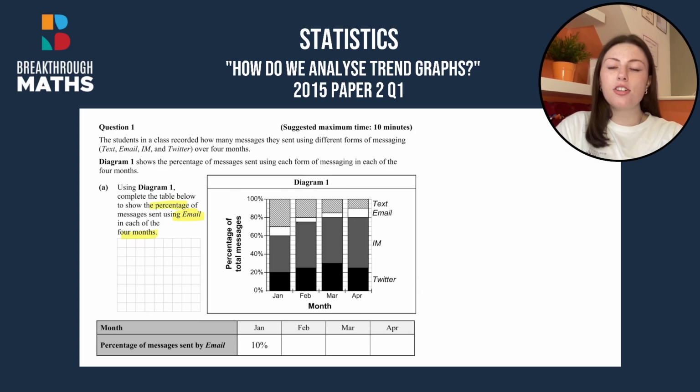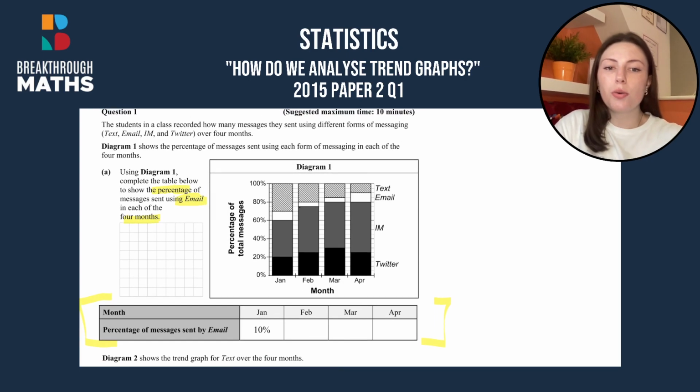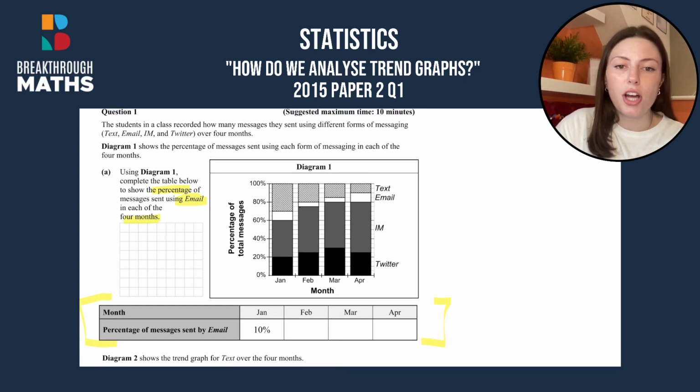So the percentage of messages sent using email in the 4 months, and this is the table here that we have to use. So if we look at email, each type of messaging is beside the different part of the graph. So for example, Twitter is in all black because it's written beside that. Instant messaging is in grey, email is in white, and then text is the striped. So we're interested in email, anything in white. So we'll just highlight that in yellow for the moment. Okay, so we need to know what percentage of messages are sent by email.